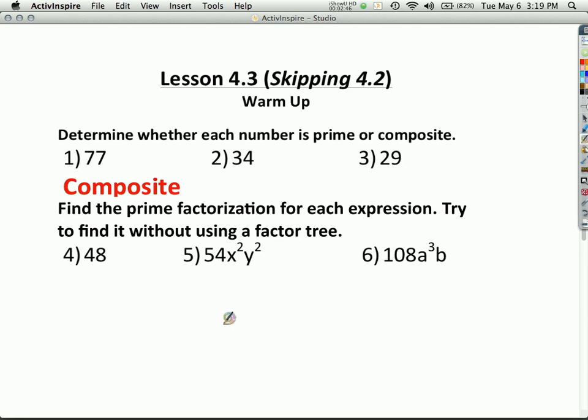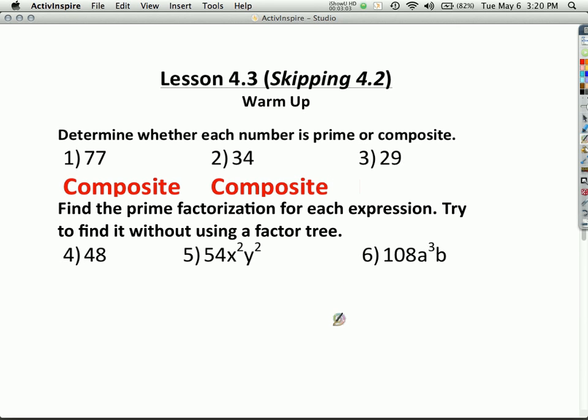Number 2, the number 34, is that prime or composite? Give me a thumbs up if you think it is prime. So I assume since nobody put their thumbs up, everybody thinks it's composite, and that's a good thing because it is.